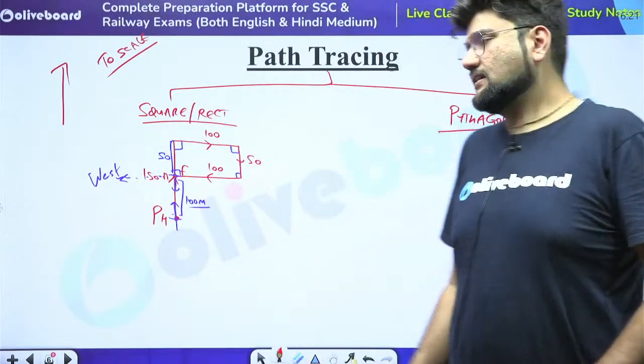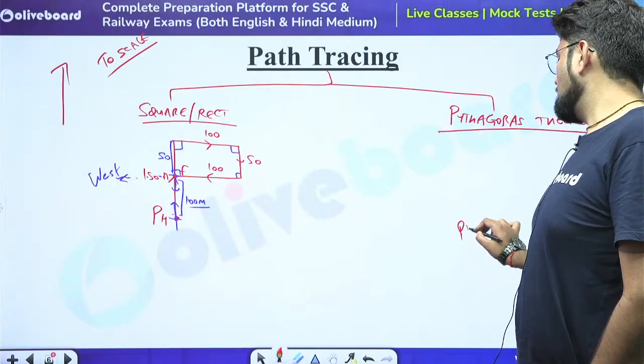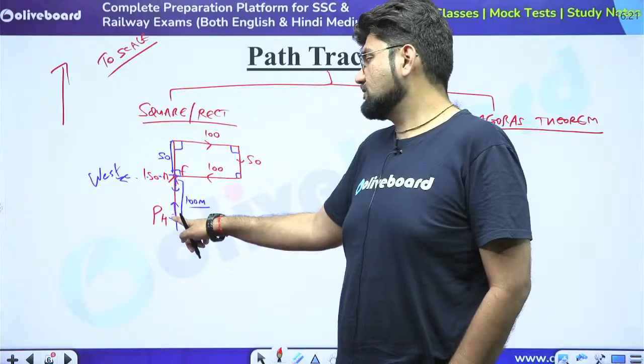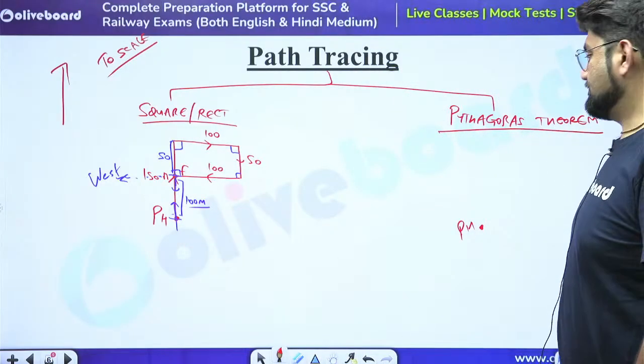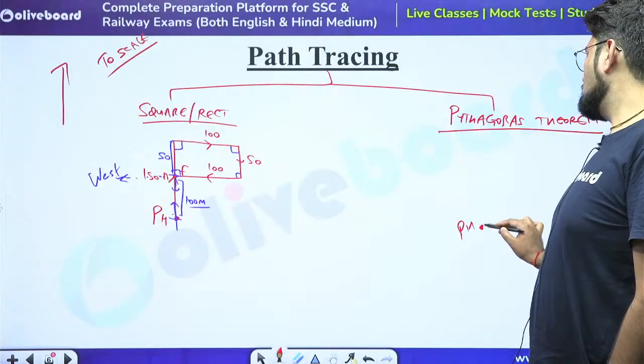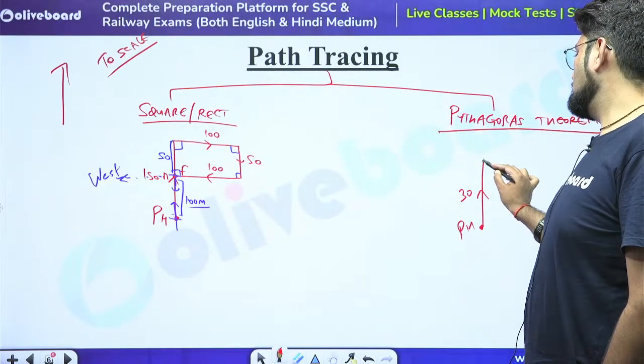Under Pythagoras theorem, let's say the person now again starts a new journey from his house. Also remember, always label these points, because these points sometimes are involved in your questions directly. So you need to recognize which point was which. And he goes 30 meters in the north. Okay. And then he takes a right turn and goes 40 meters.